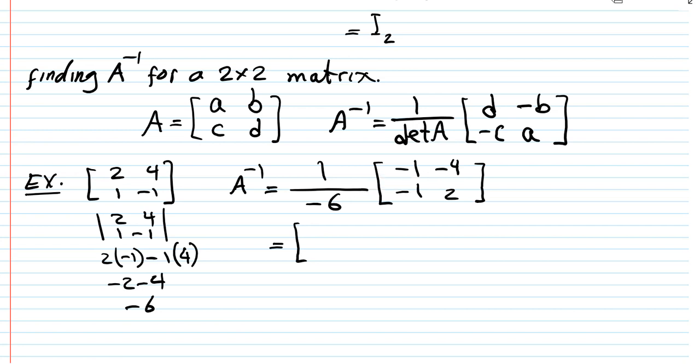Okay, so what is it going to be? It's going to be negative 6 times negative 1, that's going to be 6. Oh, sorry, it's 1/6. It's negative 1/6 times 2, so it's negative 1/3, and 1/6 times 1 is 1/6. Then negative 1/6 times 4 is negative 2/3. Negative 1/6 times negative 1 is 1/6, and negative 1/6 times 2 is negative 1/3.